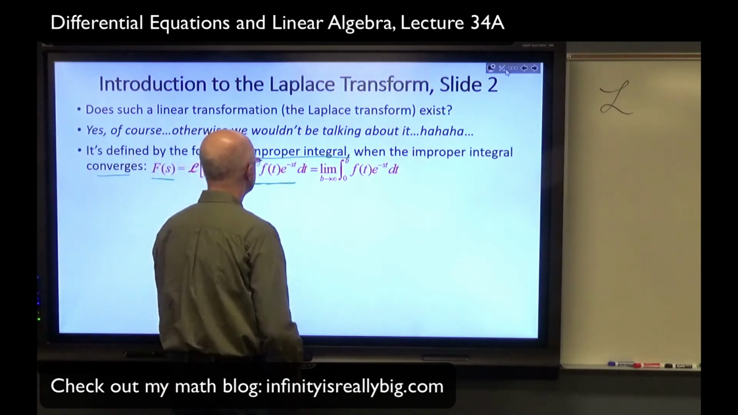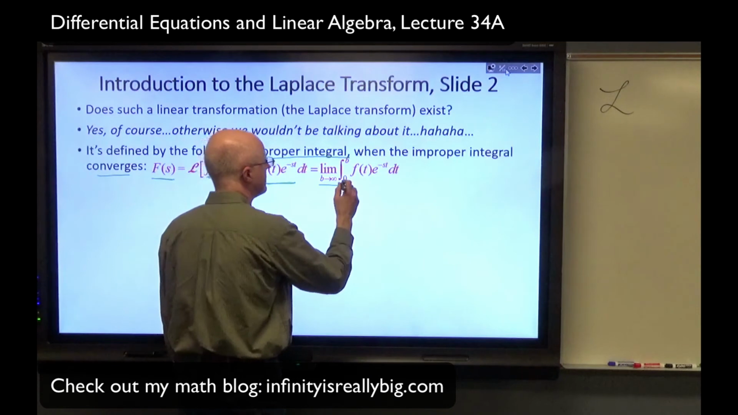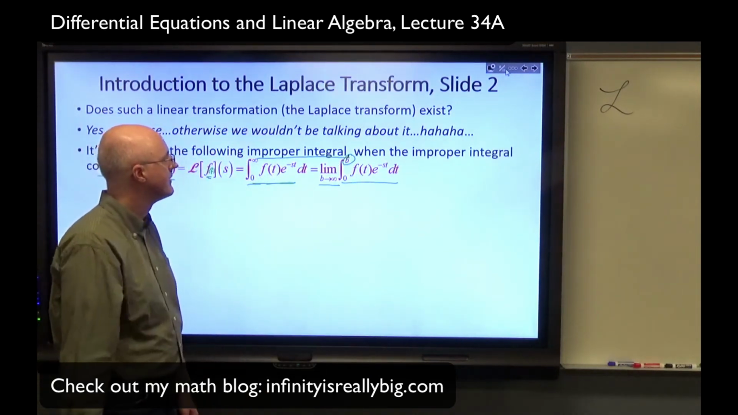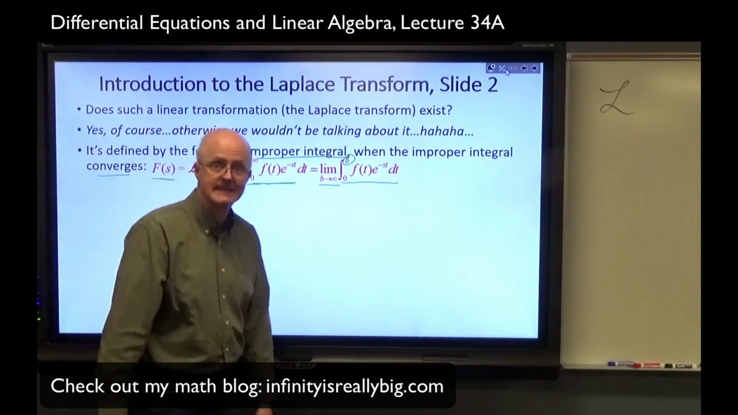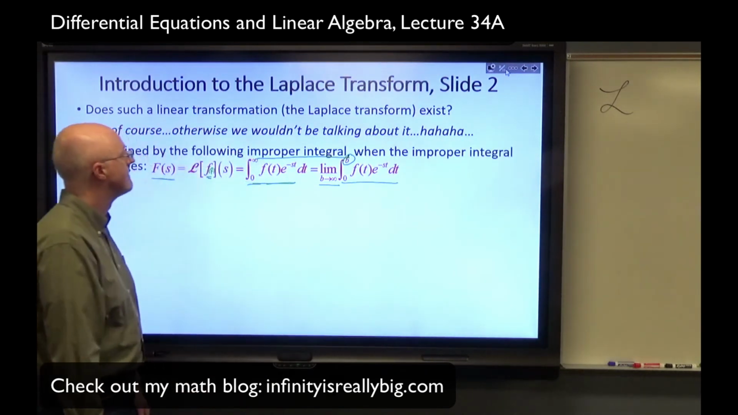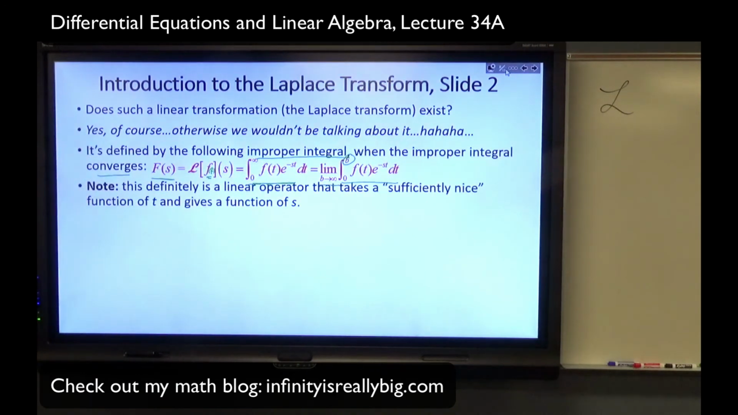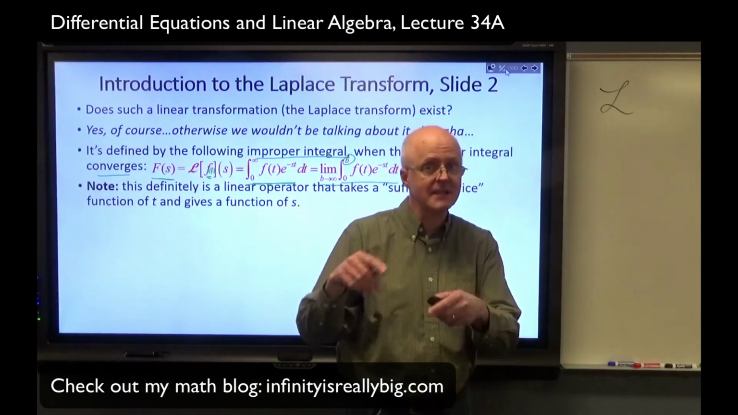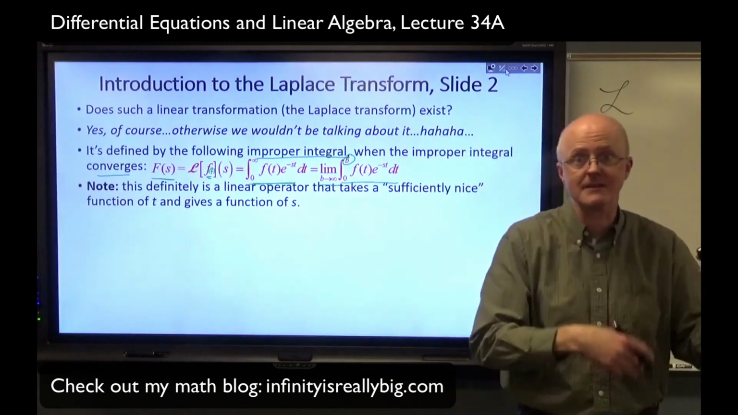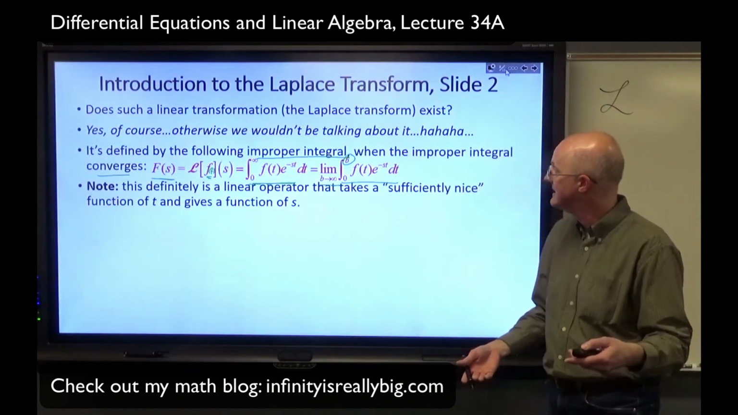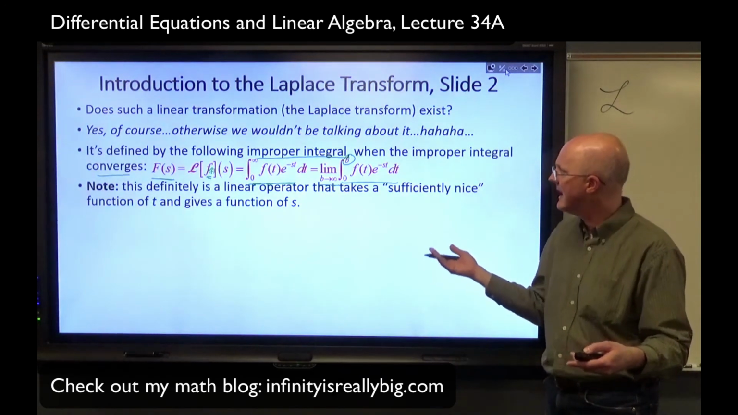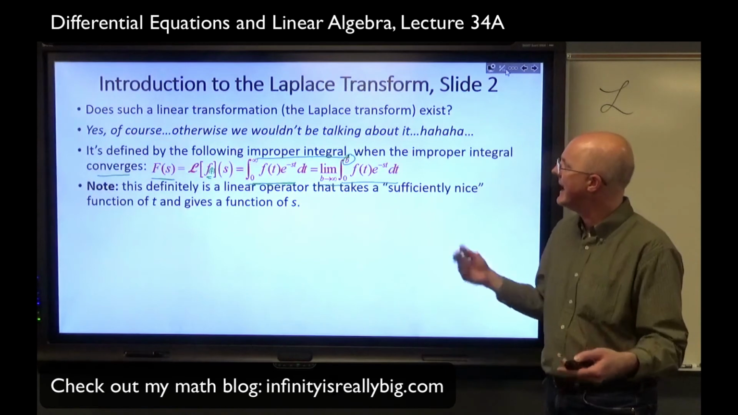Technically speaking, by definition of improper integral, it's a limit as b goes to infinity of proper integrals where that b there is finite, but then I'm letting b go to infinity. To converge means this limit exists. This is definitely a linear operator because integration is linear. I'm not going to verify that, but you've seen before the integral of a sum, for example, is the sum of the integrals, and that does apply to improper integrals when they converge. That evidently takes a sufficiently nice function of t, the little f, and gives a function of s, the big F.